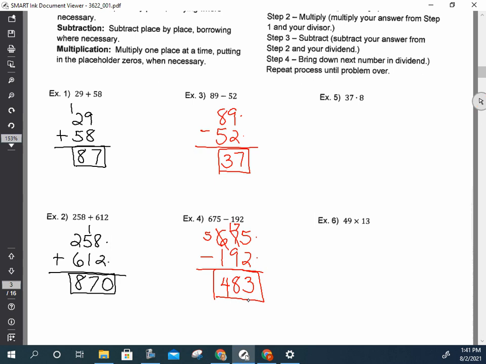Multiplication. So with multiplication, we multiply one place at a time, putting in placeholders as we need to. So 37 times 8. Again, start from the right, work your way over. 7 times 8 is 56, so bring down the 6, carry the 5. 8 times 3 is 24, and then 24 plus 5 gives you 29. So you wind up with 296.